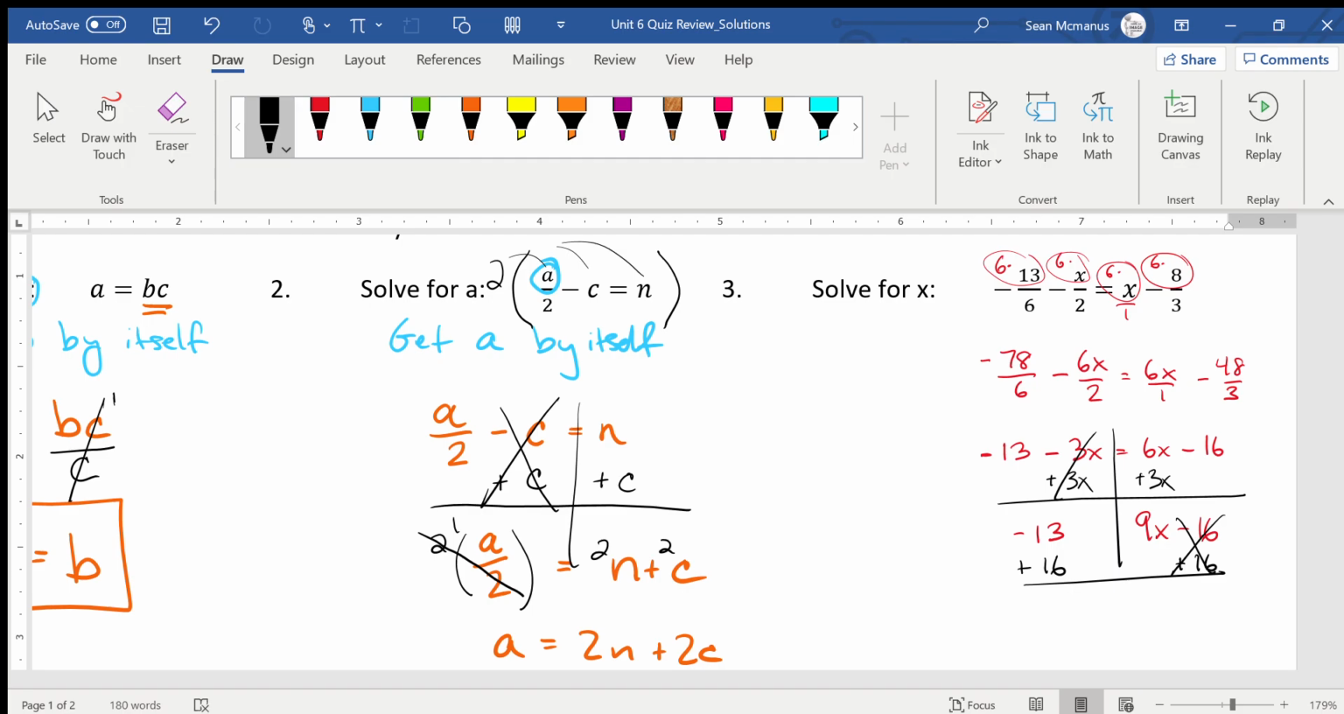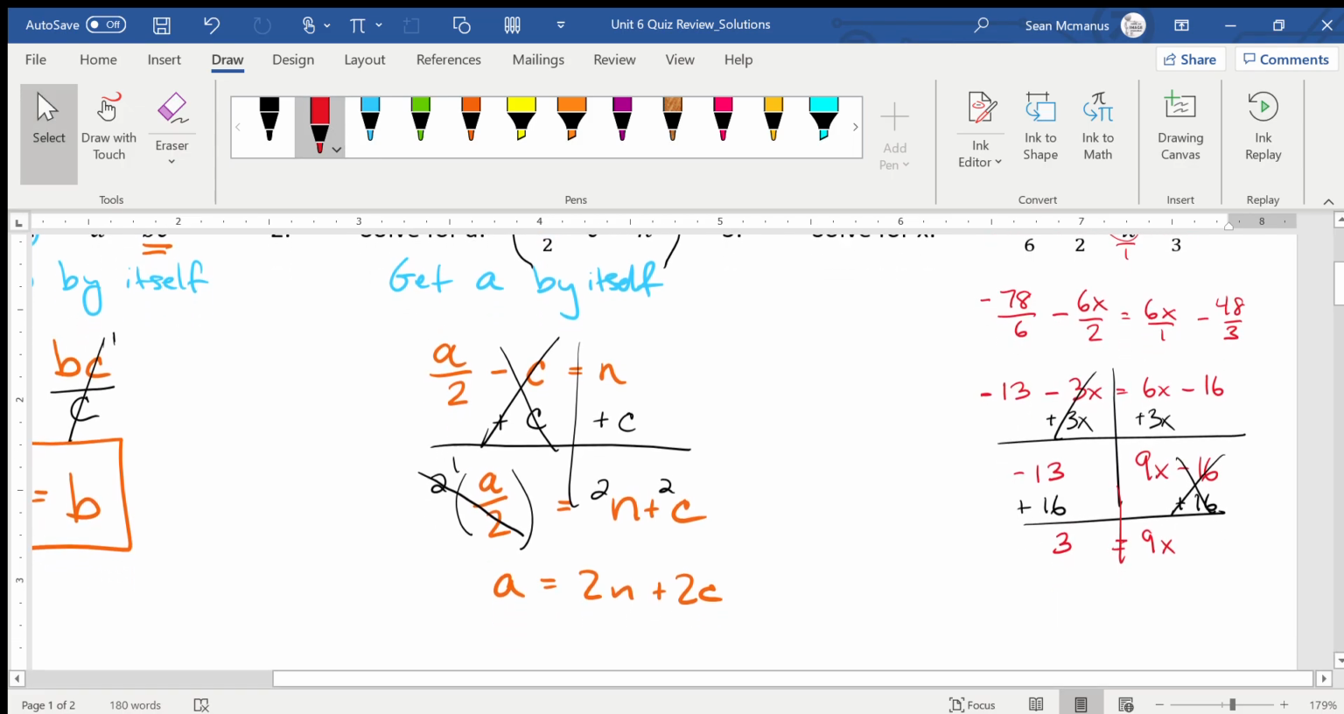This is a point where I saw a lot of people got this far in the problem and then made a mistake in these last couple steps. First of all, keep track of your signs. So I'm adding 16, so negative 13 plus 16. I saw some people gave me a 29, right? But the 16 is positive. This is really 16 minus 13, so that would give me a 3. So 9x equals 3.